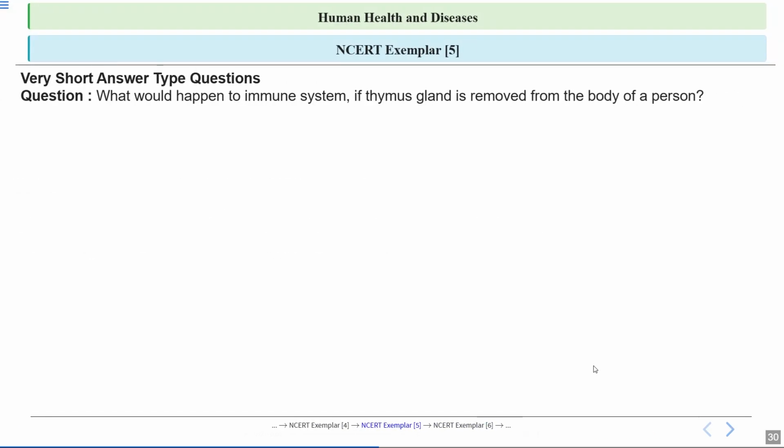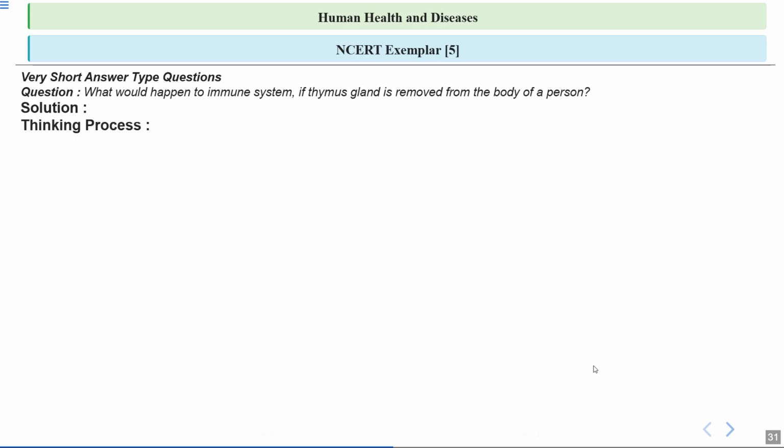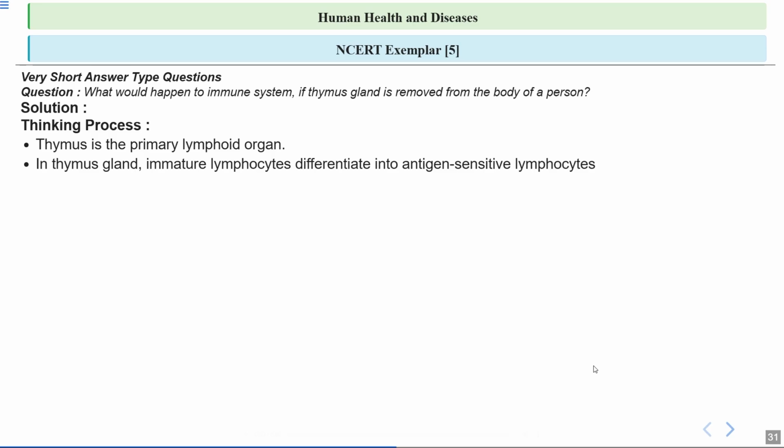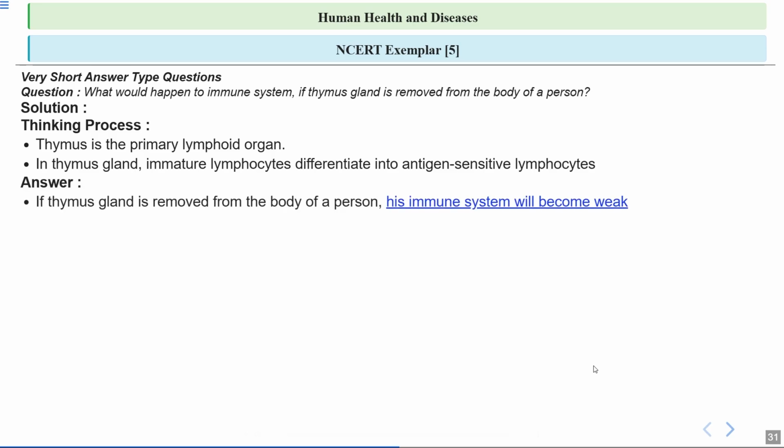Now, next question: what would happen to the immune system if the thymus gland is removed from the body of a person? Let's have a look at the answer. Let's start by outlining the thinking process. Remember that the thymus is the primary lymphoid organ. Within the thymus, the immune cells develop and mature. Keeping this in mind, you have to answer this question. So let's have a look at the answer.